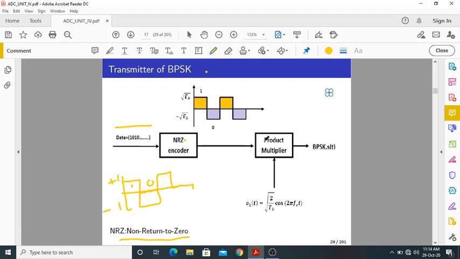Now, this is simply the product modulator, and this is phi 1 of t. Suppose you are transmitting symbol 1. What is the amplitude of 1? Root EB. That is multiplied with phi 1 of t, so for symbol 1 you get root EB into phi 1 of t. Next, suppose you are transmitting symbol 0. What is the corresponding amplitude? Minus root EB. Minus root EB into phi 1 of t for symbol 0.